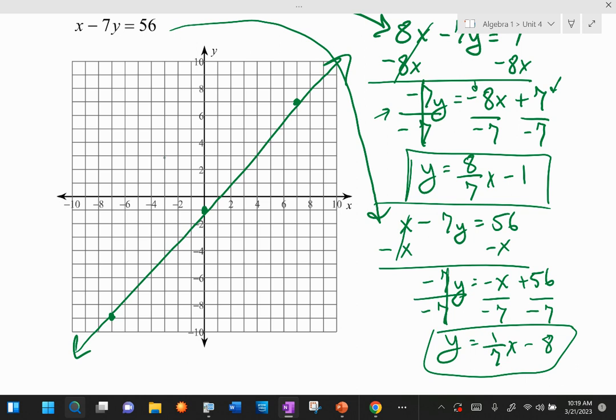And then the other one, my y-intercept is going to be negative 8. My slope is 1 over 7, so it's a really flat slope. I'm going to go up 1 over 7. 1, 2, 3, 4, 5, 6, 7. Down 1 over 7. 1, 2, 3, 4, 5, 6, 7. Okay, which makes your solution negative 7, negative 9.